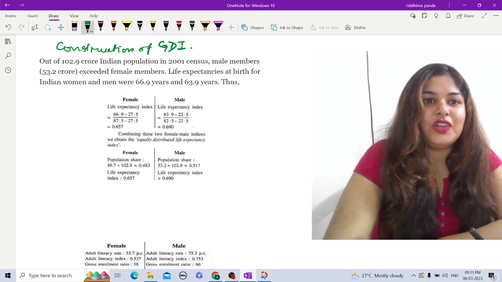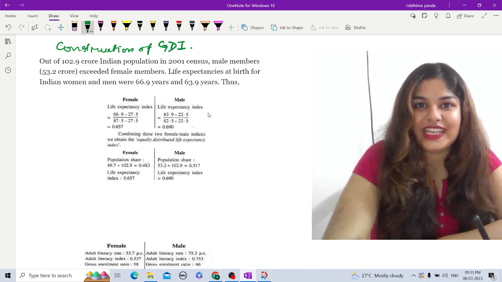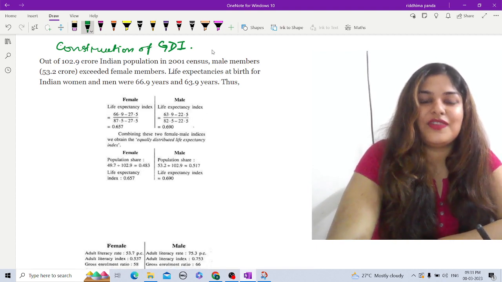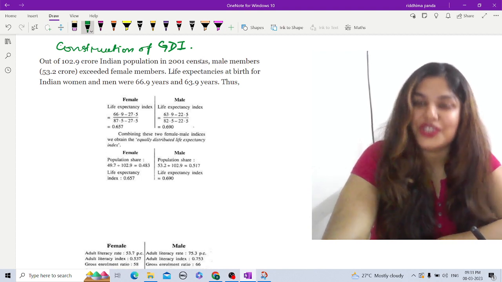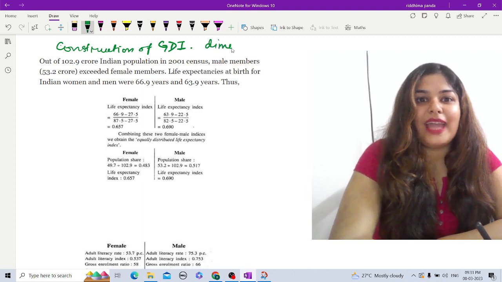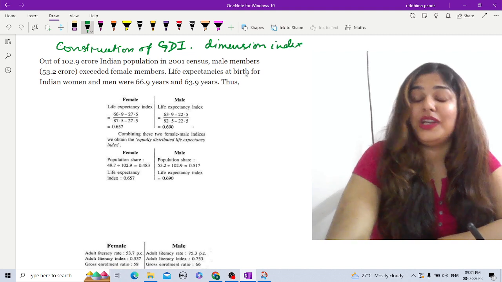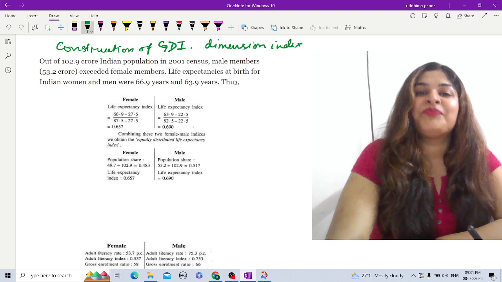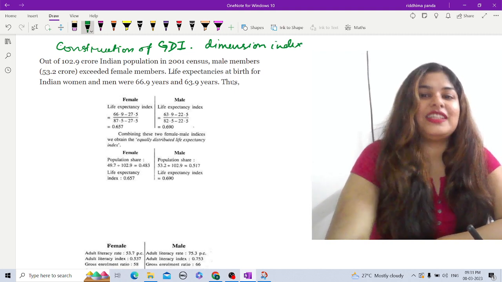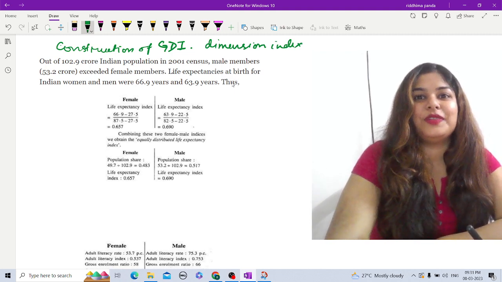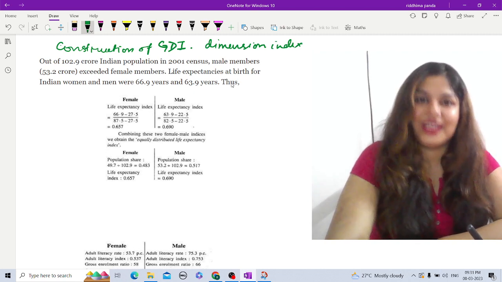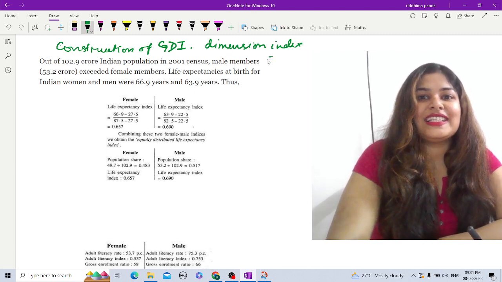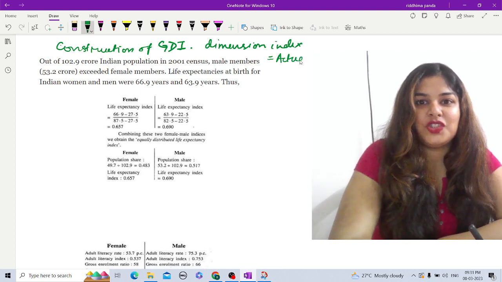First of all, in order to construct this GDI and for the indicators, we need one dimension index. As we have discussed, there are dimensions to calculate all the indicators. So the formula for dimension index, that you should know, because we will be using this to calculate all the indexes, starting from life expectancy at birth, then literacy rate index, gross enrollment ratio, and finally income.